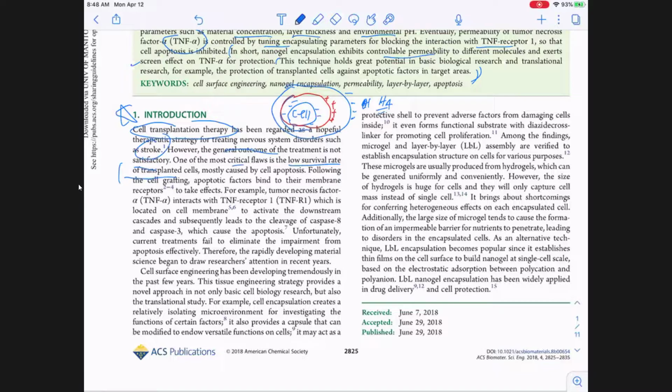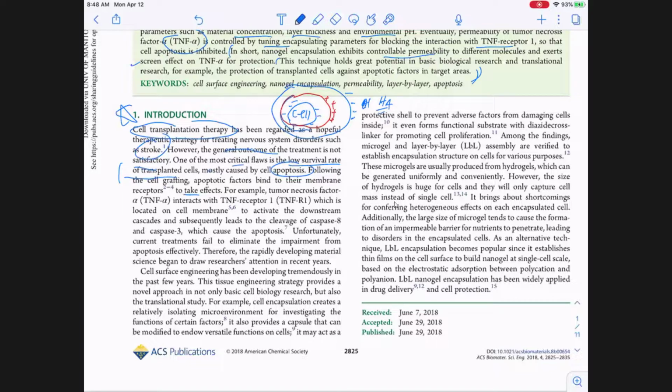We have stem cells, but if only cells are injected, normally they will quickly diffuse into other places. Also, the cells will die overnight; over one night, 70 to 80% of cells will die, mostly caused by cell apoptosis. So following cell grafting, it can bind to the membrane to take effect.